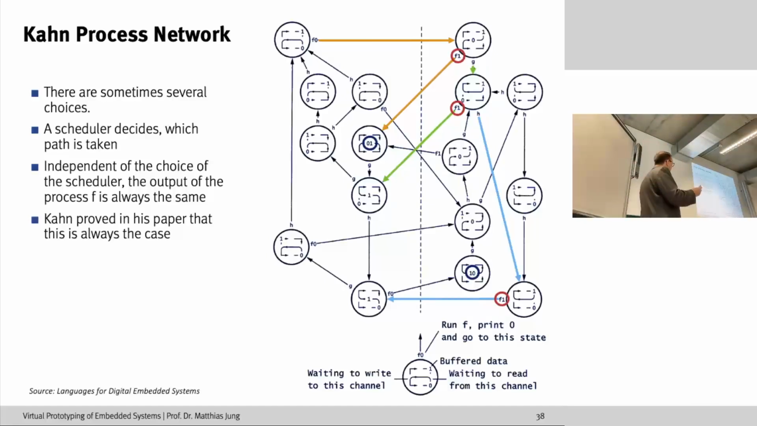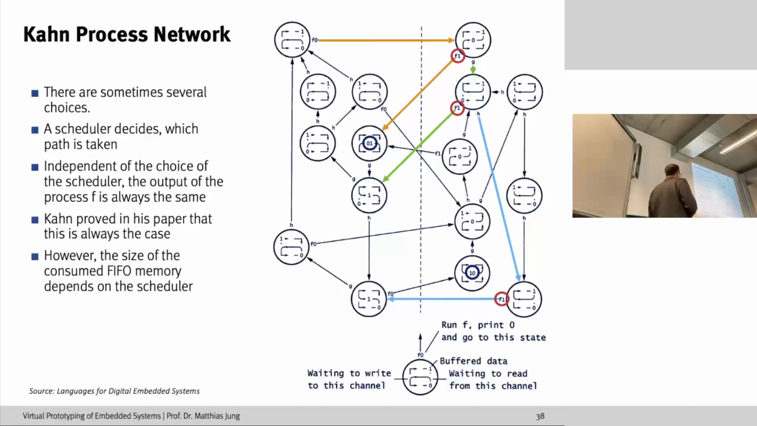And Kahn proved that in the paper, that this is always the case. And that's now interesting. You can now calculate also the FIFO sizes. And this depends on the scheduler. So if you define a specific schedule for all of these processes, you can optimize basically the amount of memory that you need for the queues. Yeah, that's also an important takeaway.